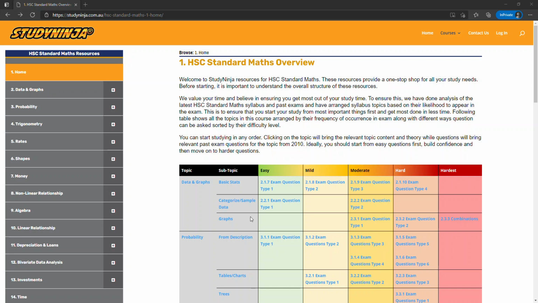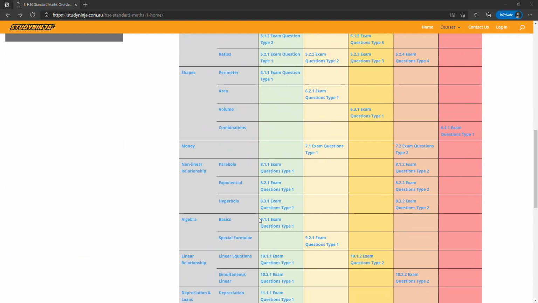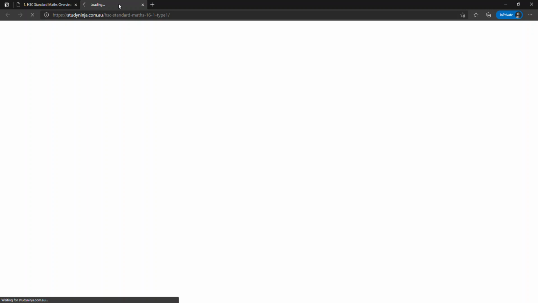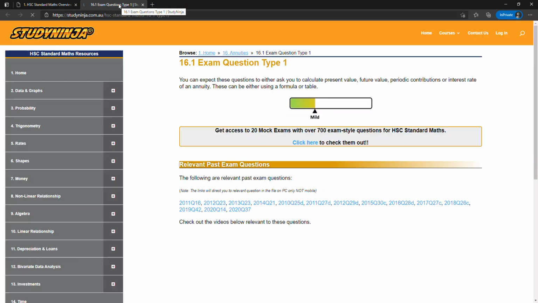Hi everyone, let's look at question number 14 from the 2020 HSC Standard Maths exam. This question came from annuities, and usually if it comes in part 1 of the exam, it's either a straightforward calculation question or it would test your conceptual knowledge. And this question was more around testing your conceptual knowledge of annuities.